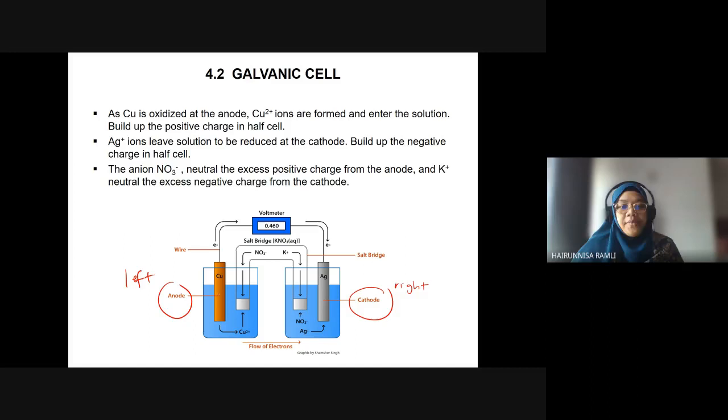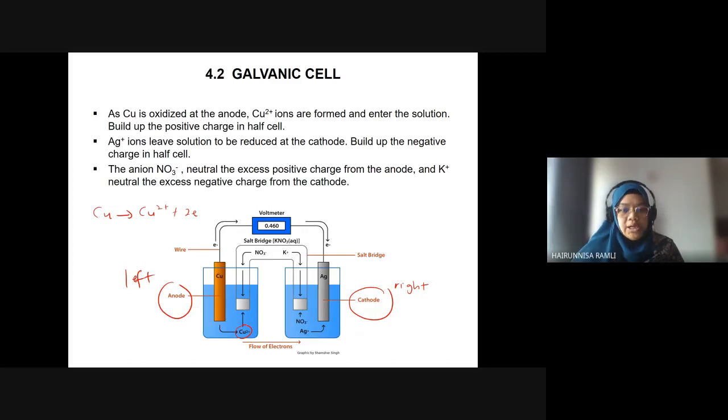So here, copper will release Cu2 plus, so it is oxidized. It becomes Cu2 plus plus 2 electrons. So it says here, copper 2 plus ions are formed and enter the solution. So it will come out. So enter the solution. Okay, so build up the positive charge in the half cell. So there will be a lot of Cu2 plus in here. That's why later it can move in and out of this salt bridge.